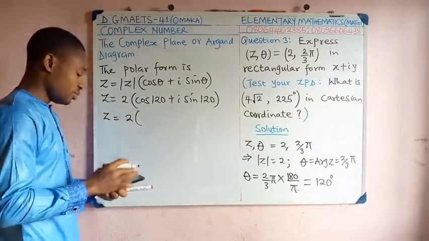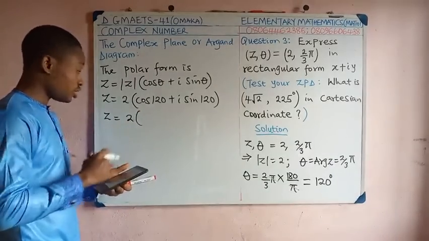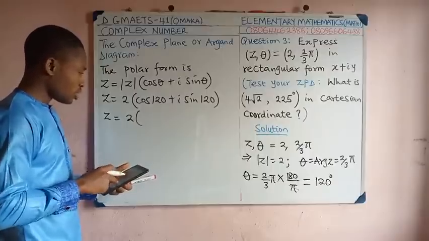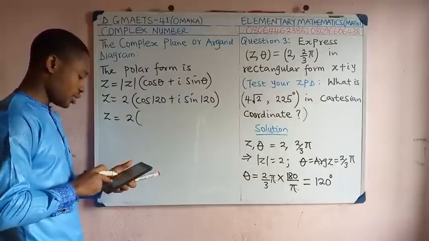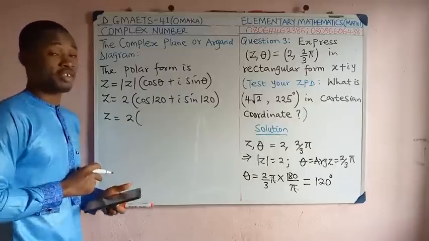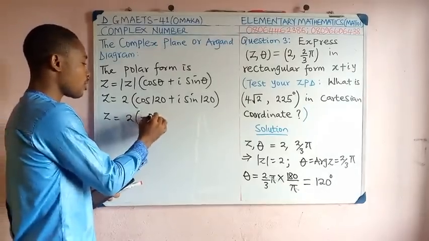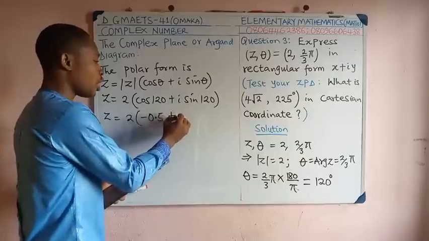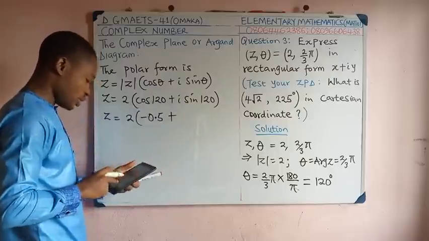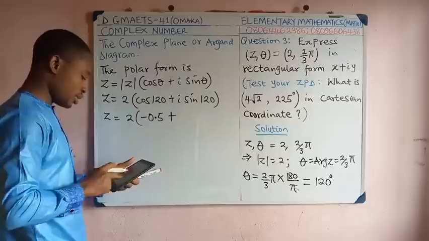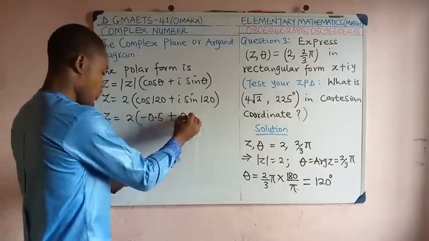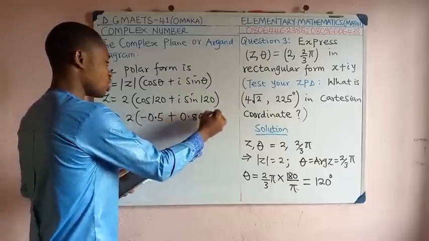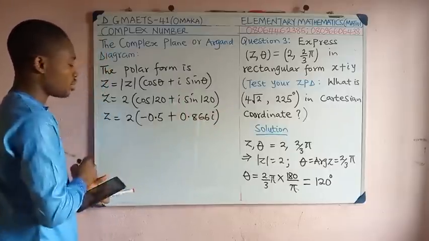Let's find out. Cos 120, I think that should be about 0.866. Let's find out anyway. Cos 120, okay, that's minus 0.5 rather. Minus 0.5, then plus sine 120. Okay, sine 120 is giving us 0.866. I'm going to multiply it by i, the imaginary number.